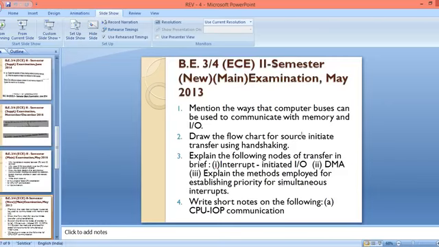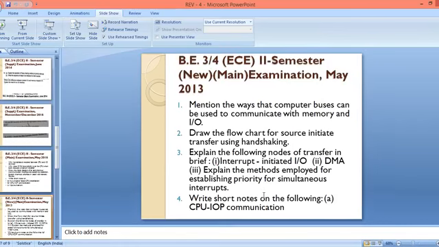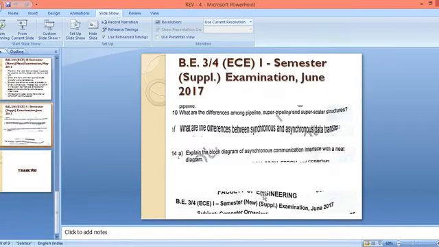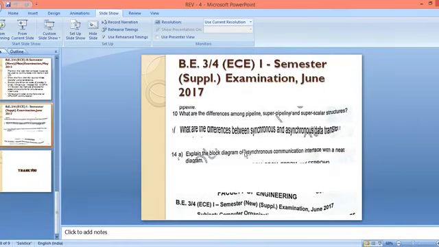Mention the ways that the computer bus can be used to communicate with memory and I/O. When we go with DMA, you can understand how we are going to do the communication. Explain the methods of priority I/O communication. In 2017, asynchronous communication interface. We'll see later on.